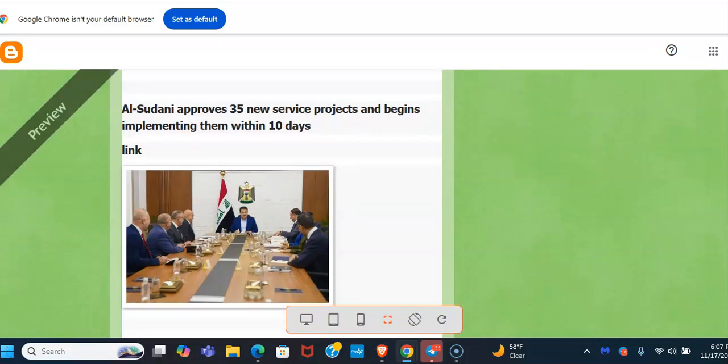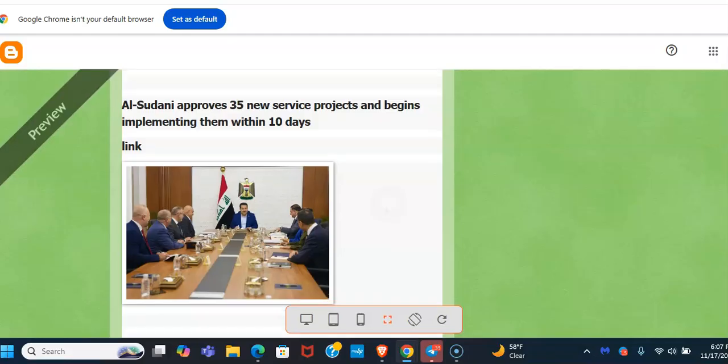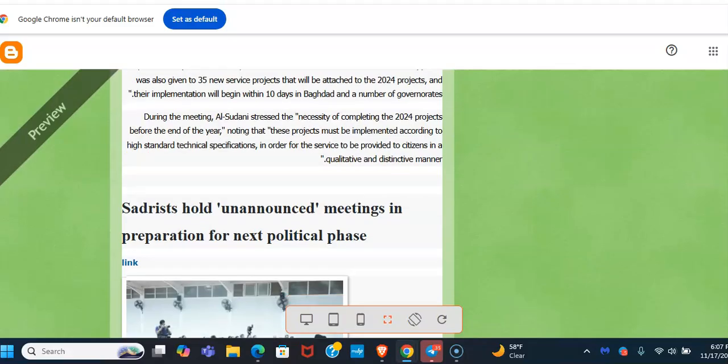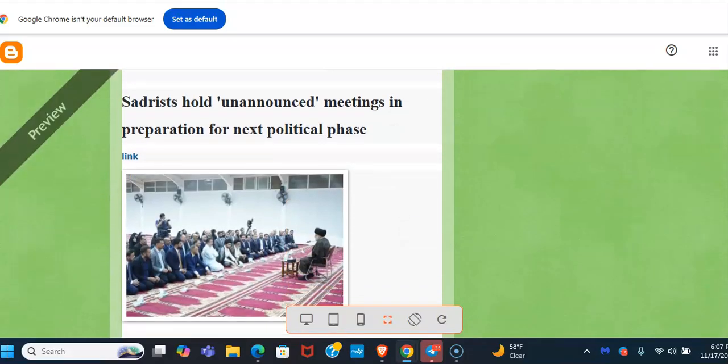Sudani approves 35 new service projects and begins implementing them within 10 days. So you can read that. Now, I just put this here because people often wonder, well, what's Sadr doing? So it says the Sadrists hold unannounced meetings in preparation for the next political phase.